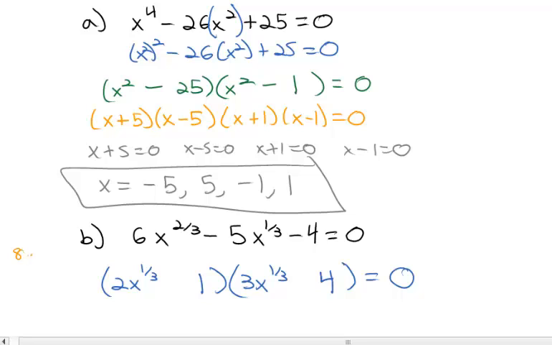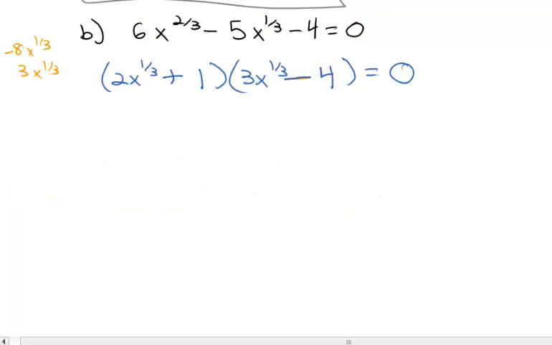2 times 4 is 8x to the 1/3. 3 times 1 is 3x to the 1/3. If the 8 was negative, negative 8 plus 3 would be negative 5. So I'm going to make the 8 negative. That was the 2 times 4. Let's go ahead and make it blue. And the 1 positive. Now we can set each factor equal to 0. 2x to the 1/3 plus 1 equals 0. And 3x to the 1/3 minus 4 equals 0.